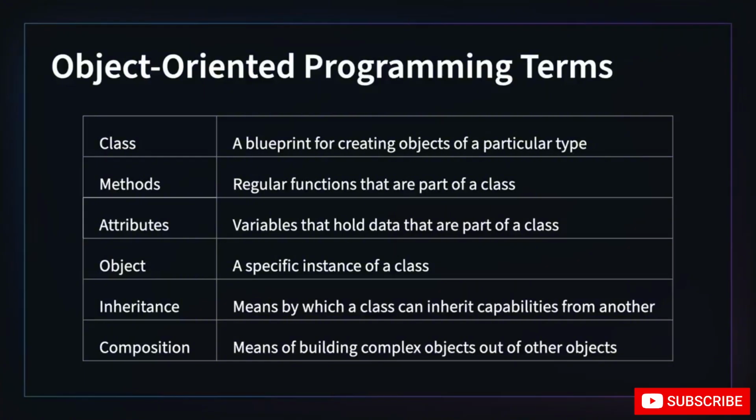For example, the number 1 is an instance of an integer type. The term inheritance describes how you can arrange classes in a hierarchy, where a particular class can inherit the capabilities and data of another class, and we'll see how this works in Python later. Another important term to understand is composition, which refers to building complex objects out of other objects. And again, we'll see an example of this later.